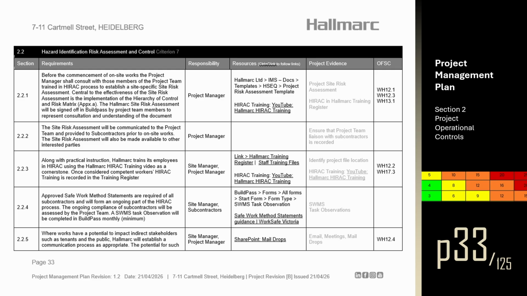Section 2.2.4. Approved safe work method statements are required of all subcontractors and will form an ongoing part of the Hallmarc process. The ongoing compliance of subcontractors will be assessed by the project team. A SWIMS task observation will be completed in BuildPass monthly minimum. Section 2.2.5. Where works have a potential to impact indirect stakeholders such as tenants and the public, Hallmarc will establish a communication process, as appropriate. The potential for such impact will be risk assessed in the same manner as all other works.